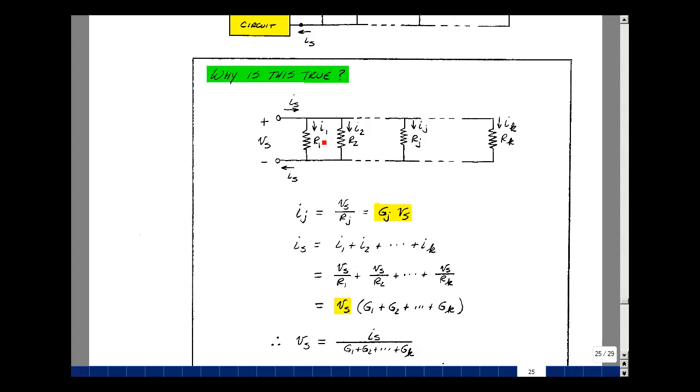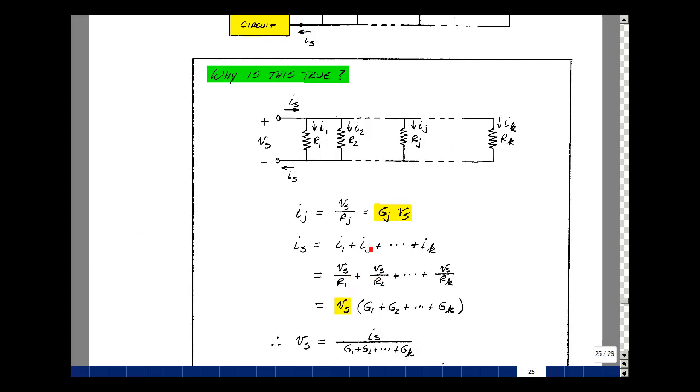Assign a current to resistor R1 as I1, resistor 2 as I2, and all the way through resistor R sub K as I sub K. The current I sub S enters the node, and I1, I2, through I sub K leave the node. We've got that summation of currents equal to I sub S. What's I1? Well, it's the voltage across it divided by the resistance, and that's V sub S over R1.